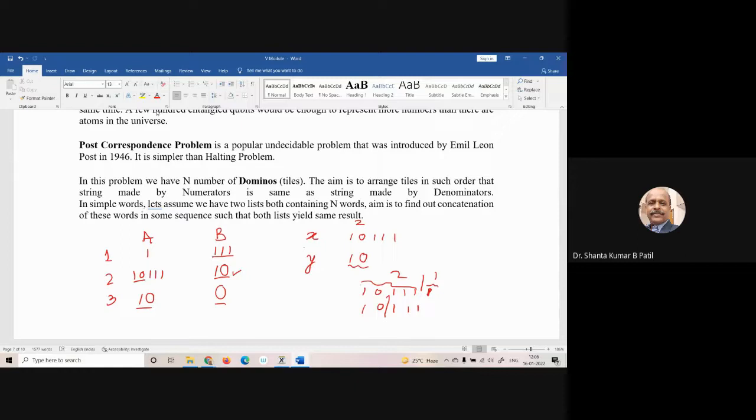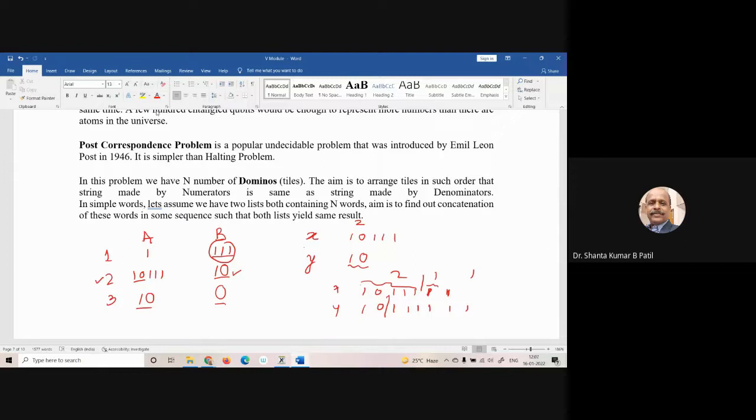If you take the second one, for the string X you need to take 10111, and again X becomes lengthier than Y. The next option is 1 only. For the X string it is just 1, whereas for Y it is 111. Now Y is lengthier than X.